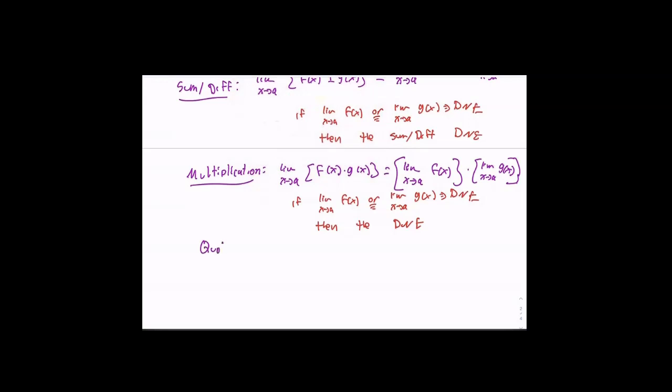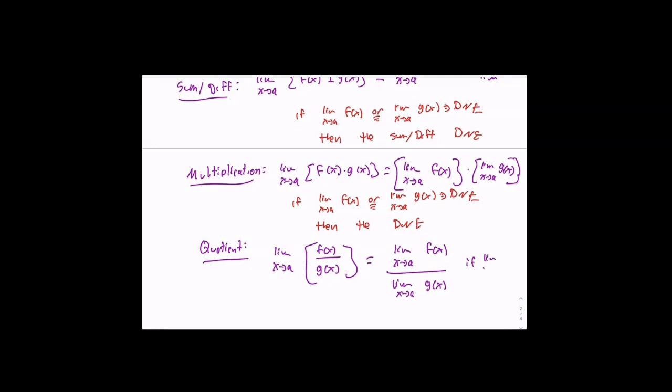Quotient. I think you should be understanding it's a pattern. There's a lot of patterns in calculus. The limit as x approaches a of f of x over g of x is equal to the limit as x approaches a of f of x over the limit as x approaches a of g of x.